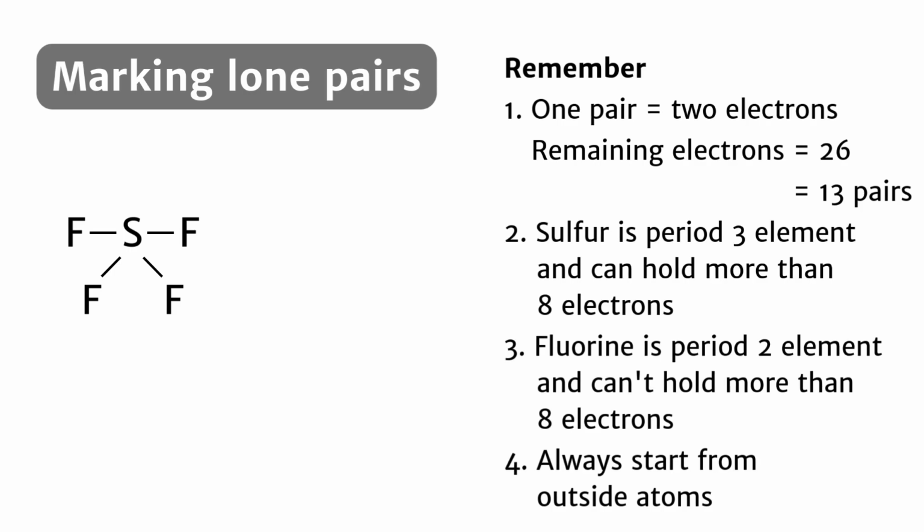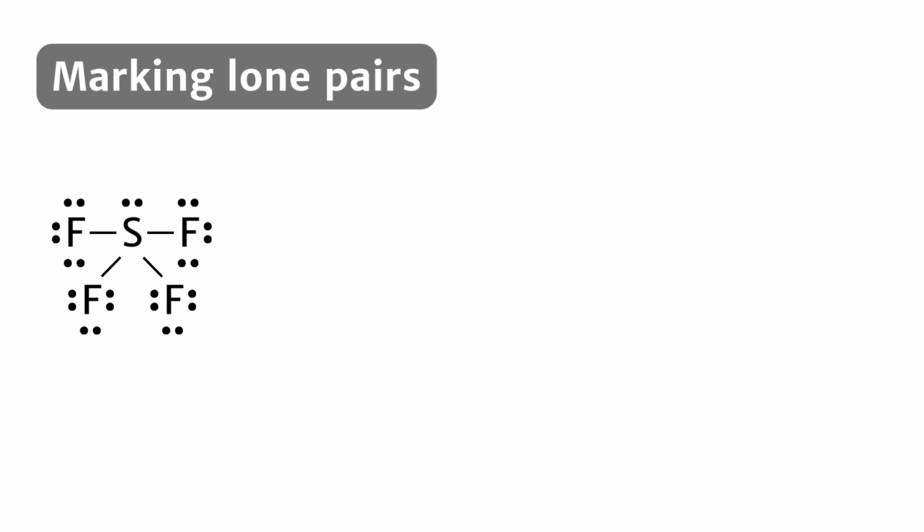In SF4, each of the 4 outer fluorine atoms is assigned 3 lone pairs, while the central sulfur atom receives 1 lone pair. This distribution accounts for the total of 13 lone pairs available in the structure. In the current structure, each of the 4 outer fluorine atoms, as well as the central sulfur atom, satisfies the octet rule. Now let's calculate the formal charges to assess the stability of the structure.